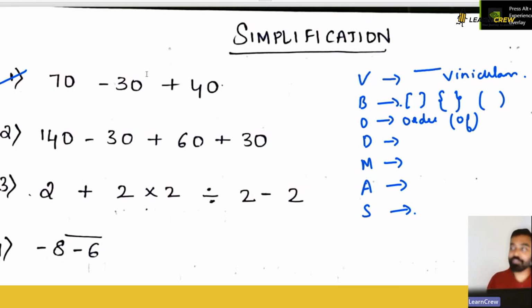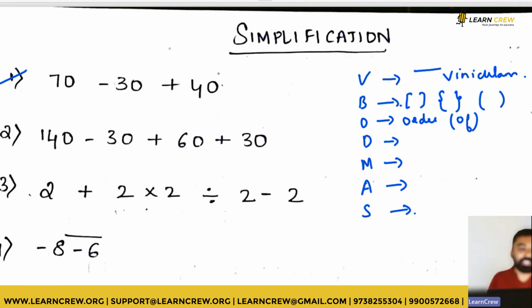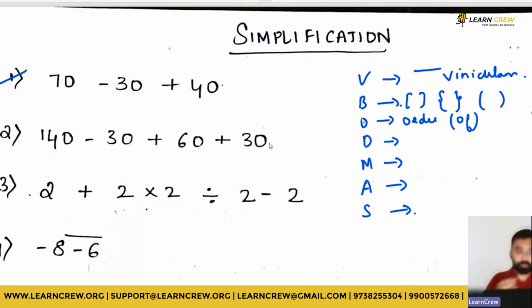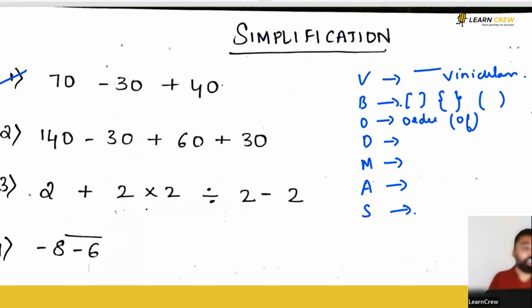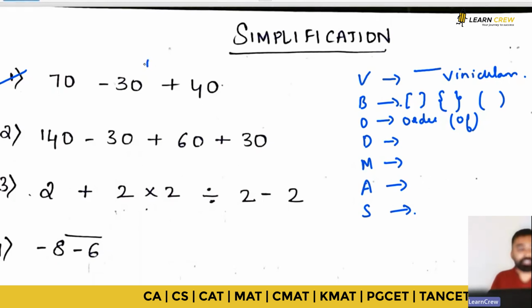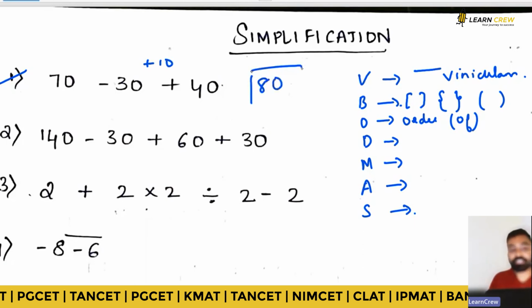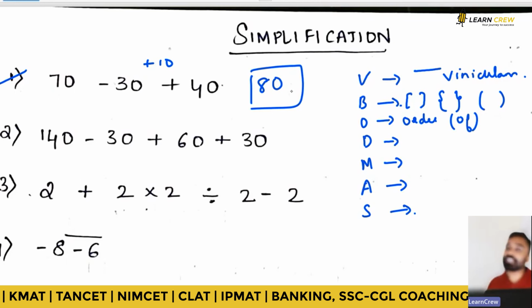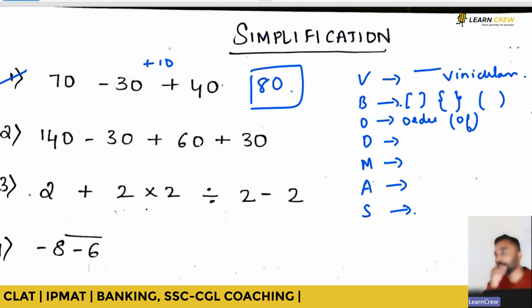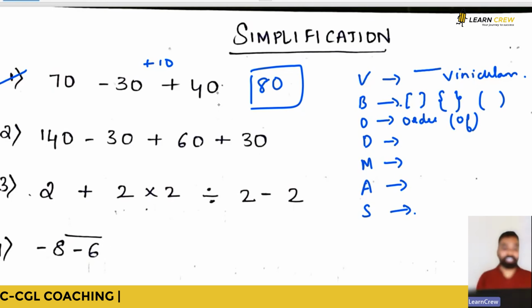So here, even if you do the normal method, it is nothing but minus 30 plus 40, which becomes plus 10. 70 plus 10 becomes 80. So anyway you do it, you should get the answer 80, not 0. Be very careful with whatever signs you use. It is a small calculation, but many tend to make a mistake here.